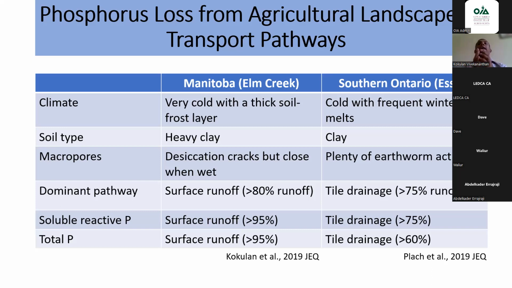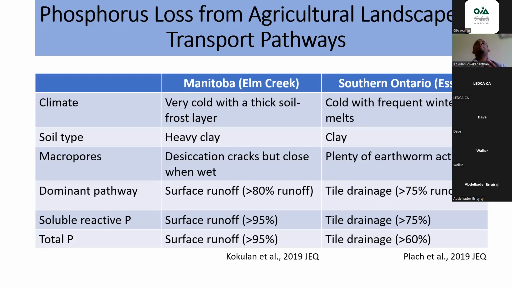Now let's move to Ontario. This was done in Essex County, Southern Ontario. Here it is also cold, but there are frequent winter melts, and we don't see a very thick soil frost layer in Ontario. The soil type here is clay, but there's a lot of earthworm activity. Unlike desiccation cracks, the earthworm pores are more permanent. That means more downward movement of water from the surface to the subsurface, and when you have tile drains, the water will end up in them.